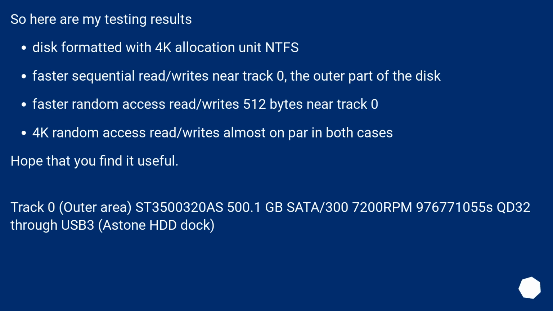So here are my testing results. Disk formatted with 4K allocation unit NTFS. Faster sequential read/writes near track 0, the outer part of the disk. Faster random access read/writes of 512 bytes near track 0. 4K random access read/writes almost on par in both cases. Hope that you find it useful.